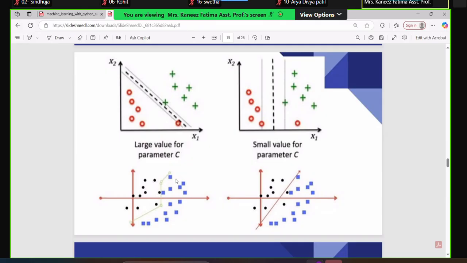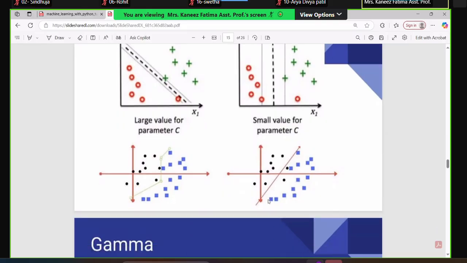The next one is another category of data where red balls and plus signs are there, and here we see linearly separable data in a distance factor, where we have a small value for the parameter C. So with respect to that, I can use a normal linearly separable approach to analyze the differences between the two different data sets.